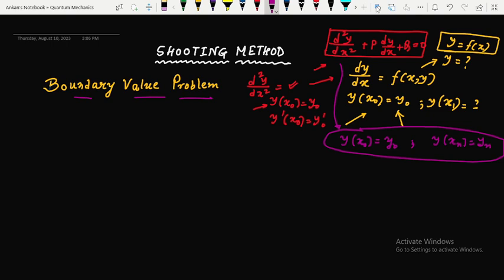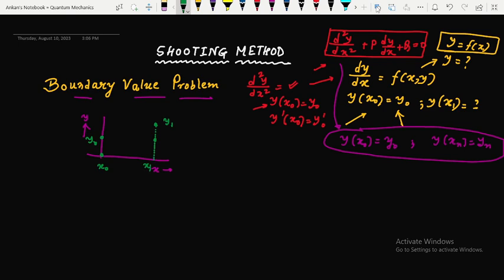So it is a boundary value problem, and the shooting method plays a dominant role in the solution of the boundary value problem. Now what is the shooting method actually? If I plot y versus x, if this is the x-axis and this is the y-axis, and if the value at some initial point x0 is given to you as y0, and the other value, this is the value of y at the other boundary, and at the other boundary suppose the value of x is x1.